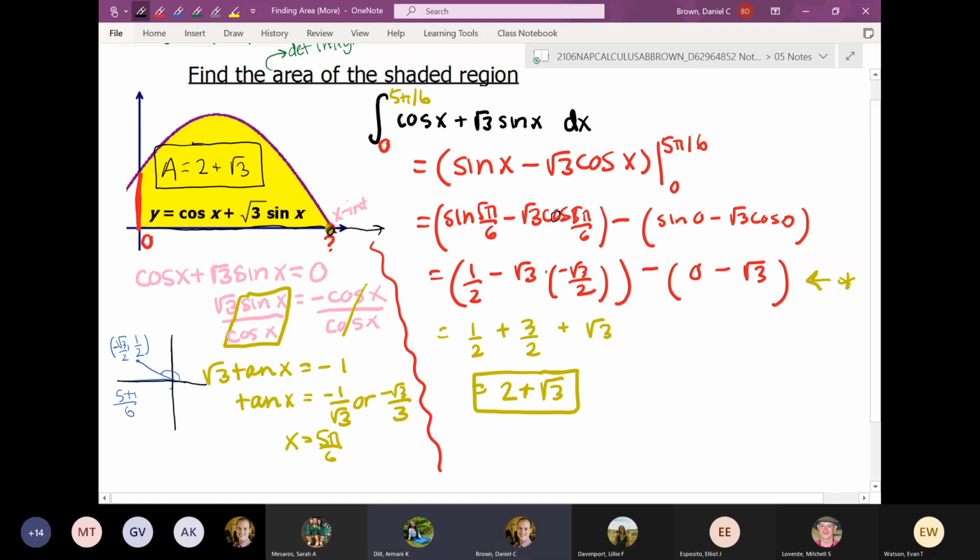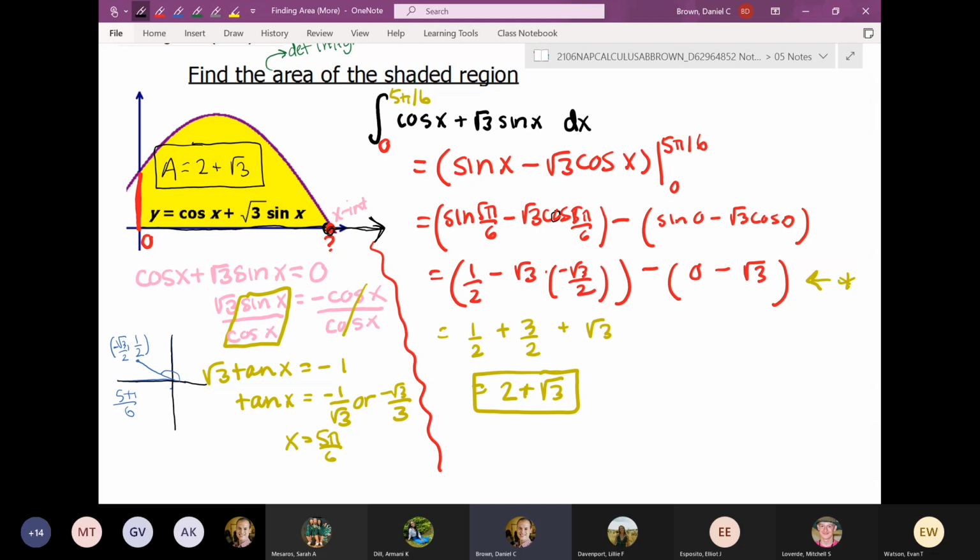Thank you. You're good. Hey, Mr. Brown. Yeah. So when you're finding the x-intercept and it's x equals 5 pi over 6, why isn't there 2 answers? Good question. So yes, tangent would be negative given in the fourth quadrant. But the second answer is going to happen further down on the x-axis. And the region is bounded between 0 and the first time that value is equal to -1 over root 3. So there are more like this.